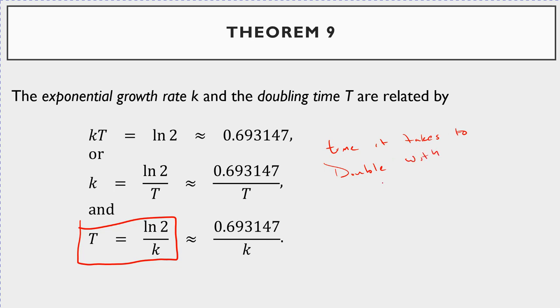And this is with exponential growth rate. It's always just going to be t is equal to the natural log of 2 divided by k, where k is the growth rate. Always.